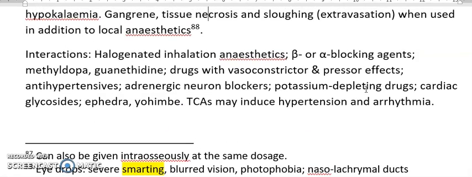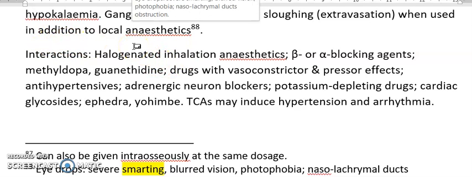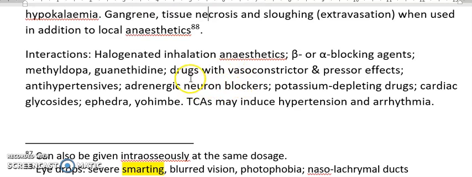Interactions. So interactions is mainly interactions with other drugs. It might interact with halogenated inhalation anesthetics. You might have problems when you give it together with beta or alpha blocking agents, with methyldopa, an antihypertensive, guanethidine. When adrenaline is given together with drugs with vasoconstrictor effects, that constrict the vessels, it may press the effects. Antihypertensives, so you might want to be careful when you give adrenaline with antihypertensives and then with adrenergic neuron blockers.